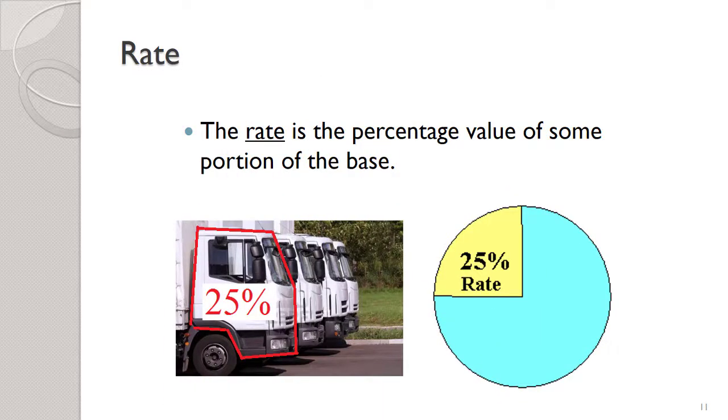The second component of every percent problem is the rate. Rate is the percentage that we're talking about. In this case, we said that 25% of the trucks are overdue. That means that our rate is 25%. The rate is easy to spot because it's always got the percent sign by it. That's always your percentage in the problem.